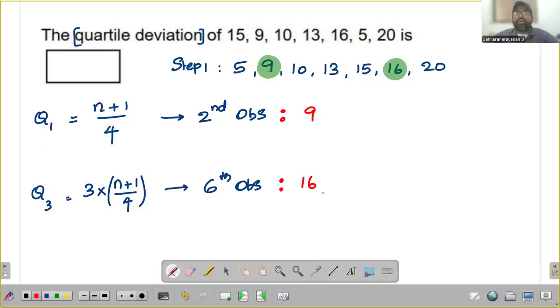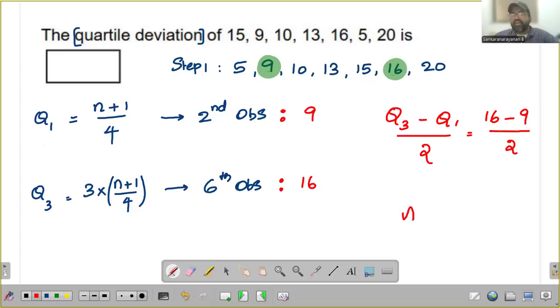Now, for finding out the quartile deviation, you need to do Q3 minus Q1 divided by 2. Here it will be 16 minus 9 divided by 2. That is what you should do. 16 minus 9 is equal to 7. 7 by 2 is equal to 3.5. So the quartile deviation for this given set of observations will be equal to 3.5.